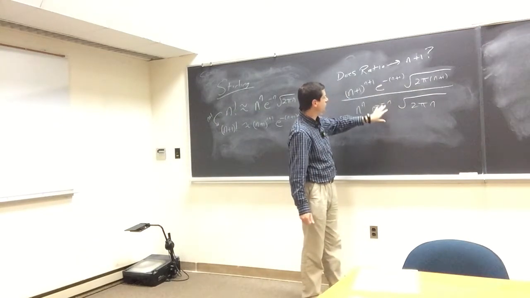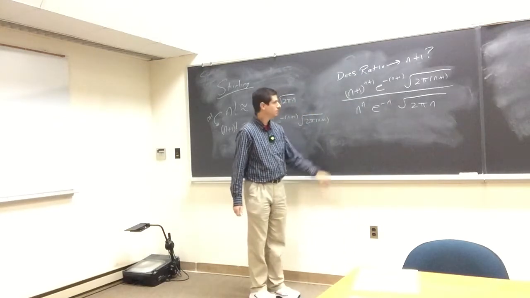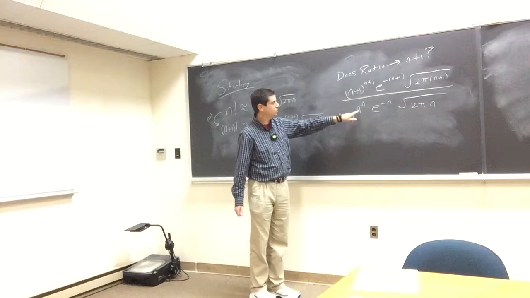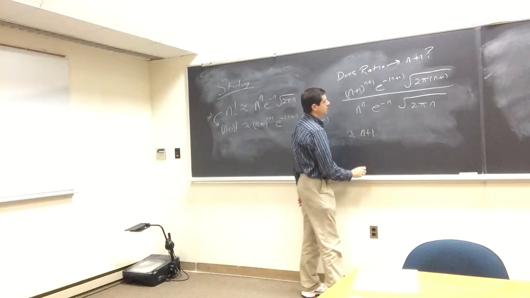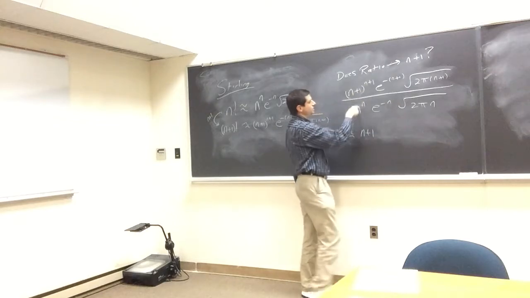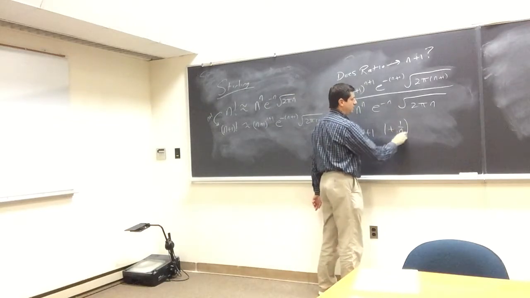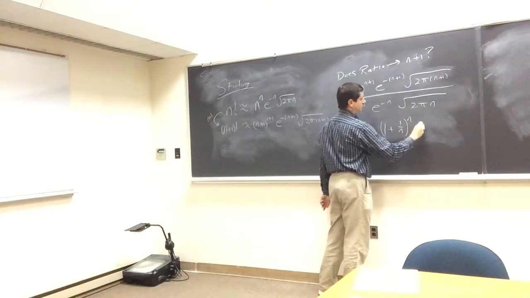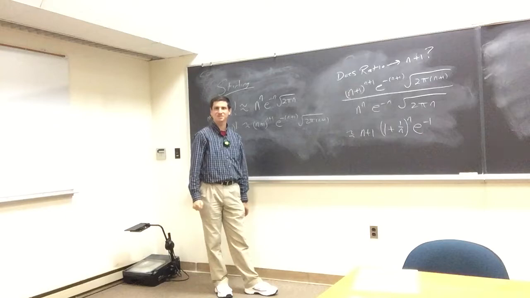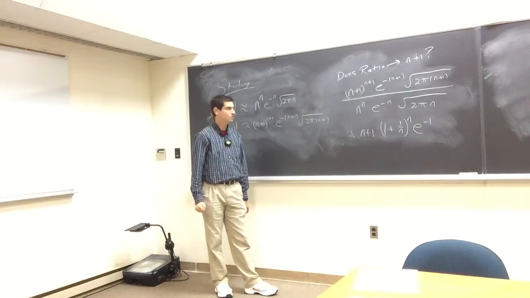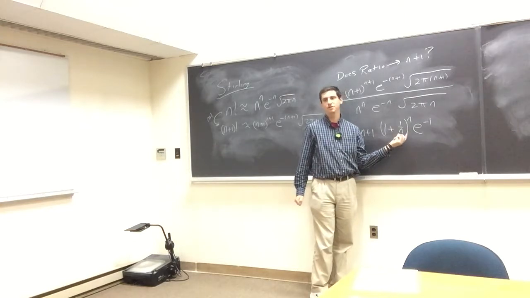E to the negative n plus 1 over e to the negative n, that's just e to the negative 1. I have an n plus 1 to the n plus 1 over an n to the n. I pull out an n plus 1, and then I'm going to have an n plus 1 to the n over n to the n. That's 1 plus 1 over n to the n, e to the negative 1. Huh. Oh, that's really nice. As n goes to infinity, this is the product definition of e.